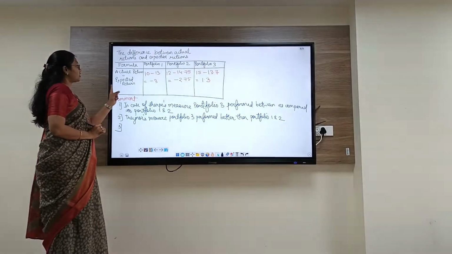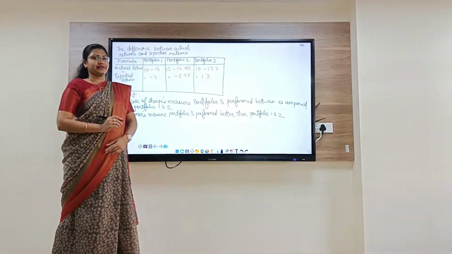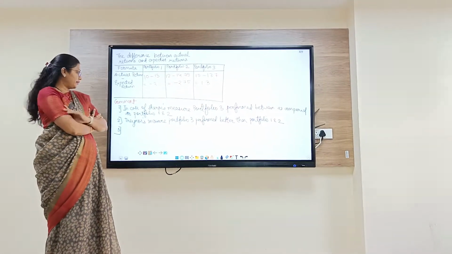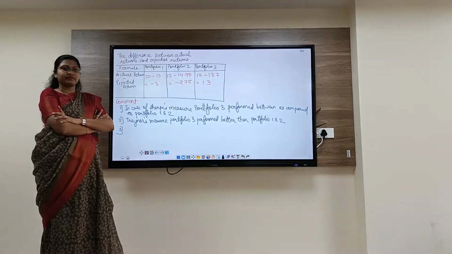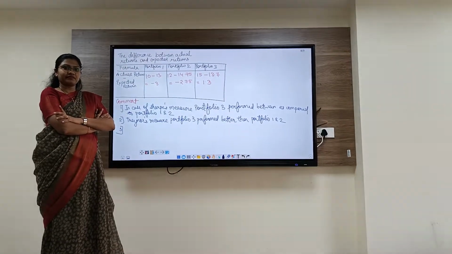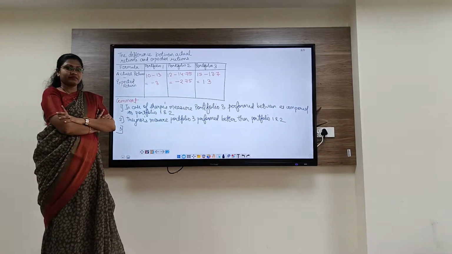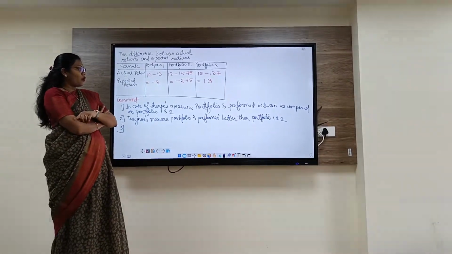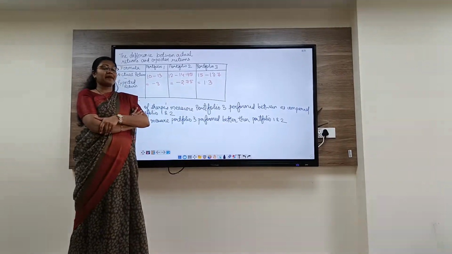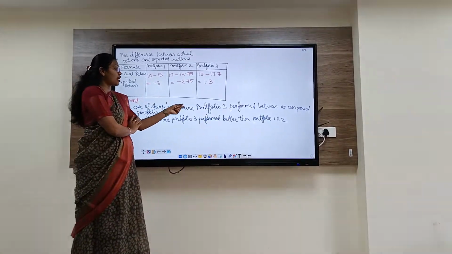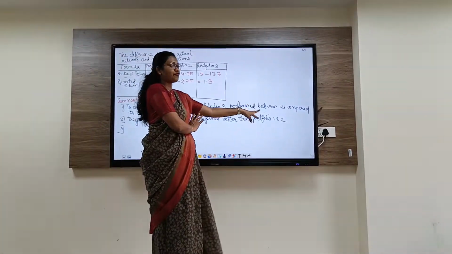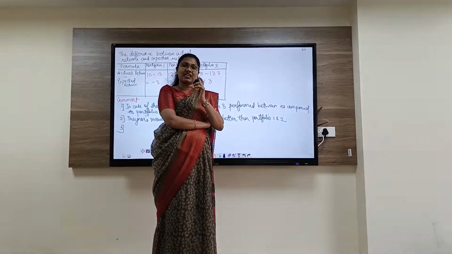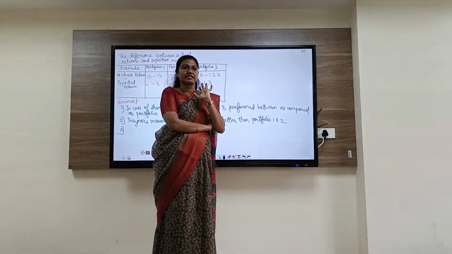Third, Jensen's measure. Which portfolio is better? Third one. What will I write? In case of Jensen's measure, portfolio 3 performs better as compared to portfolio 1 and 2. Same. Okay. One more thing: when it comes to Sharpe's measure, you can also write that in case of Sharpe measure, portfolio 3 outperformed the other two portfolios, 1 and 2. You can even use the word outperform for the same.